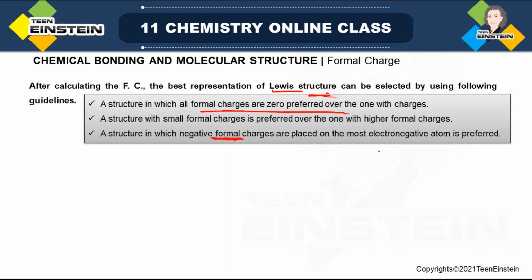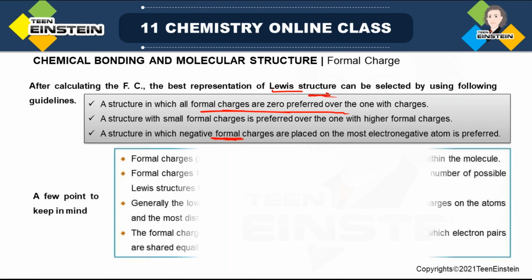Though the last point says the negative charge should be on the most electronegative atom, in some cases you may see a positive charge over oxygen or fluorine, and still that structure is accepted. So don't be surprised, because there is another factor that we have to give more significance. That factor is whether the octet is complete in that structure. Even if it carries some positive charge over oxygen or fluorine, it's fine. You just have to give more preference to the fact that the octet should be complete.